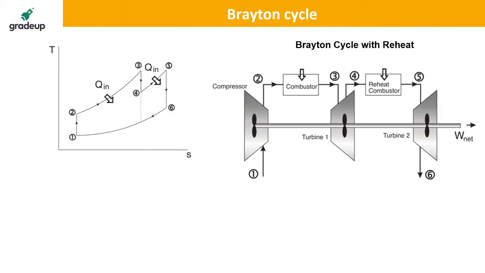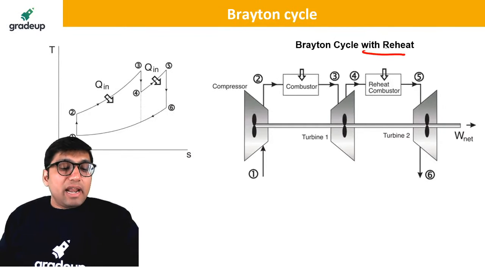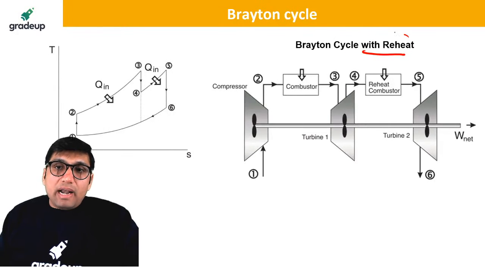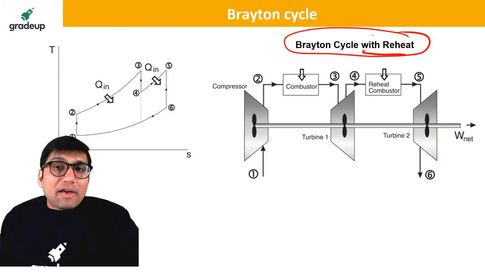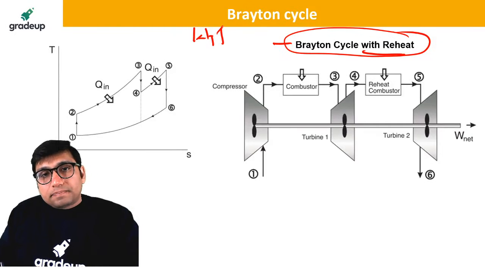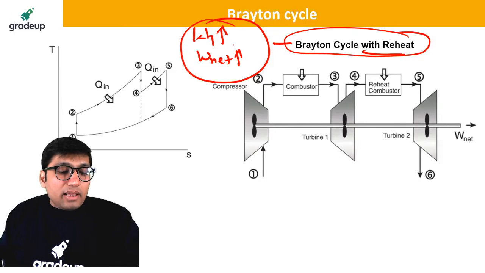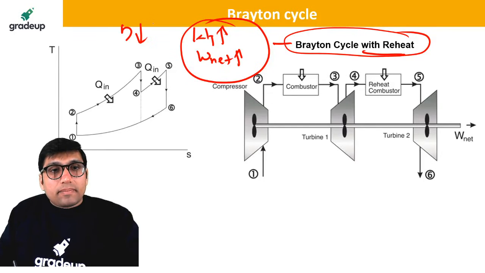Okay. Now next, there are three conditions of the Brayton cycle. One is the Brayton cycle with reheating, intercooling, and regeneration. Brayton cycle with reheating has nothing to do with the efficiency. Reheating in the Brayton cycle is only used to increase the turbine work and the net work. With reheating, turbine work will increase, net work will increase, but the efficiency will decrease.